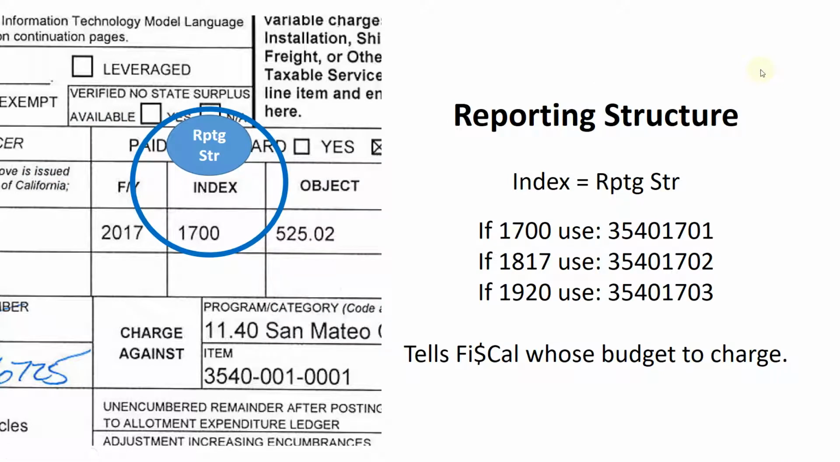Reporting structure is the Fiscal term for our index. Our index numbers, in terms of Fiscal, have changed a little too. CAL FIRE's number 3540 has been added on the front. The camp ends in a 3, the forest in a 2, and the rest of CZU in a 1. You can see our good old 1700 hiding inside. These numbers are used to tell Fiscal whose budget to charge.